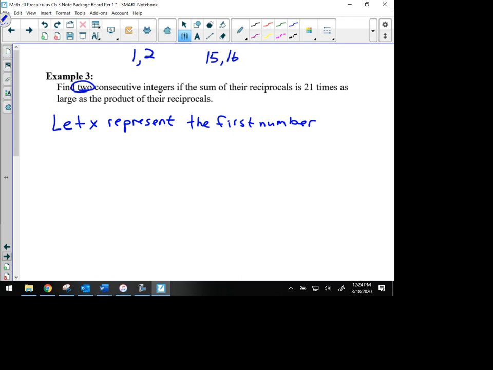How does our second number relate to our first? Well, the second number is just one more than the first number. In both cases that I have outlined here, and in other examples you think of, if we're talking consecutive, the second number is just one more than the first number. So our second number is going to be, I'll write that here.